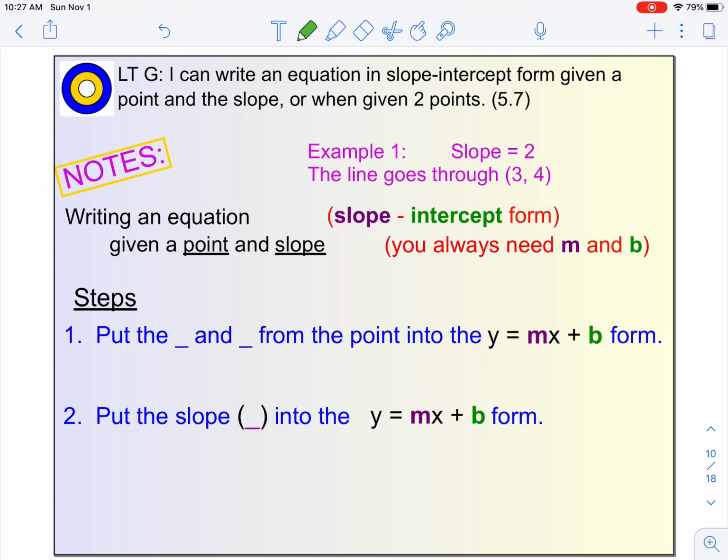Here's what you should make sure, if you're taking paper and pencil notes, that you put in your notes right here. So, writing an equation in slope-intercept form when you're given a point, so you're given 1 point and you are given the slope. What you're going to do is take the x value and the y value from the point that you're given and put them into the equation y equals mx plus b. So you put the x value in here and you put the y value in here.